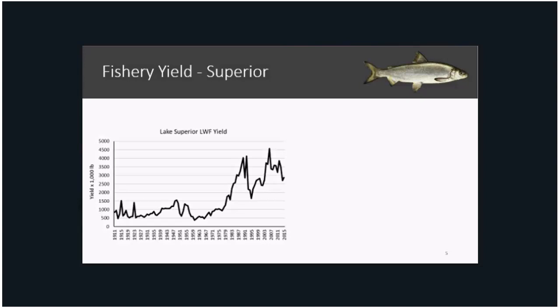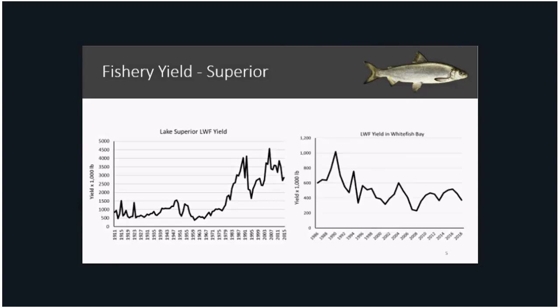And I'm also going to zoom in and show you a case study, or a representative management unit, so to speak, that has a similar trend to what we see across the lake. In this case, I picked Whitefish Bay. Whitefish Bay is in the eastern end of Lake Superior. It's fished very heavily by tribal entities. They're the only folks that fish there. There's no state commercial fishery for whitefish there.